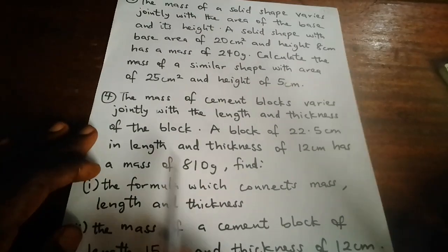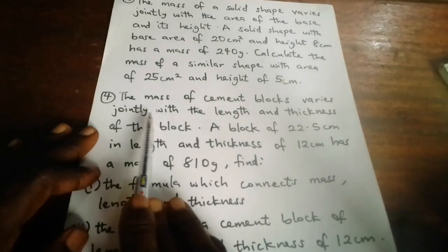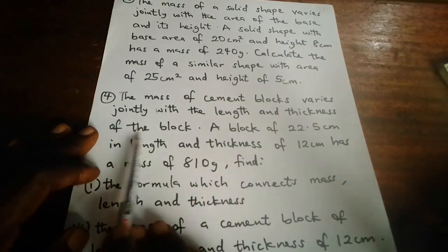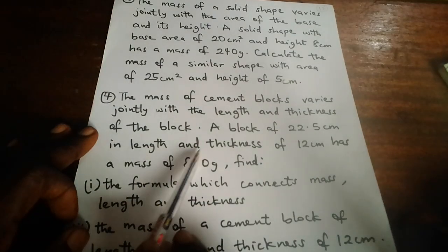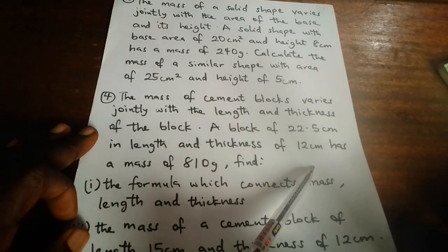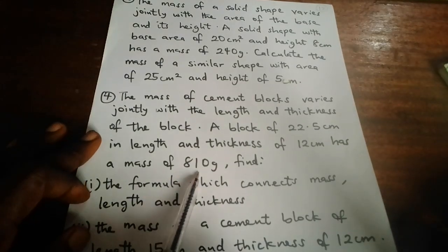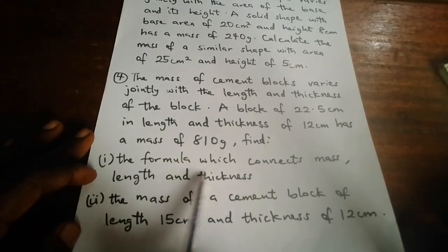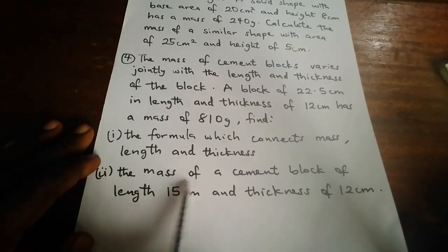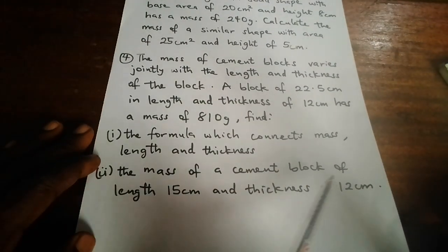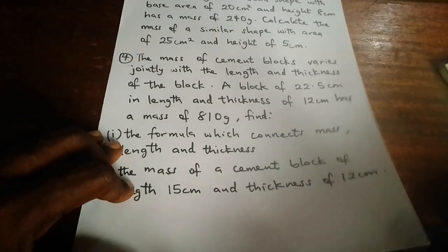Number 4, the mass of cement block varies jointly with the length and thickness of the block. A block of 22.5 cm in length and thickness is 12 cm has a mass of 810 grams. Find 1. The formula which connects mass, length and thickness. 2. The mass of a cement block of length 15 centimeter and thickness 12 centimeter.